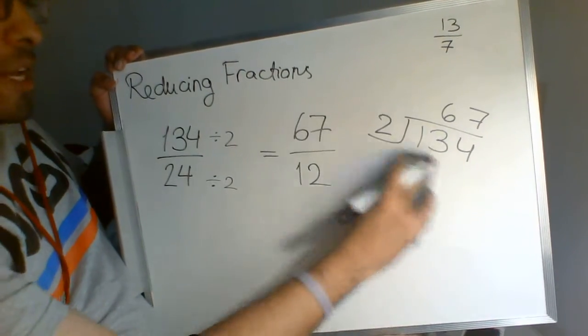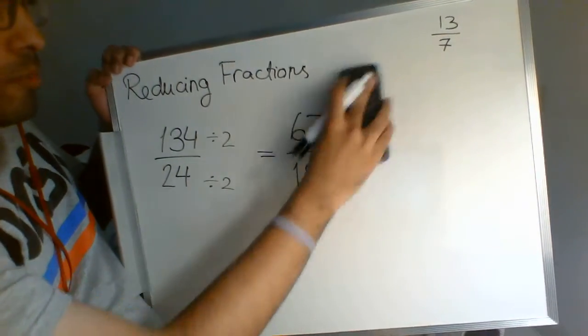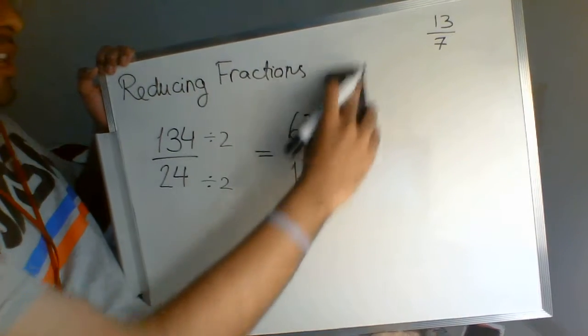Now here, you might not recognize, is 67 a prime number? Is it divisible by 3 or 4 or 7 or something weird?